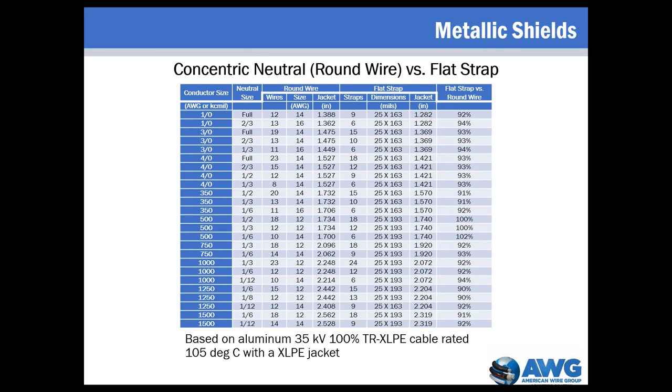As we can see here, for an aluminum 35 kV rated, 100% insulation level, TRXLPE insulated power cable with a cross-link polyethylene jacket, the overall diameter reduction for a flat strap neutral cable compared to a round concentric wire neutral cable can be as much as 10%. Greater diameter reductions may be possible with a few cable design tweaks. This table is here to illustrate that there is a diameter reduction that may help in certain installations.